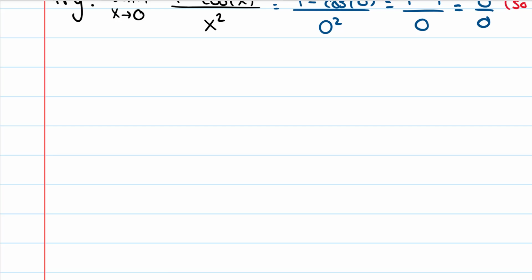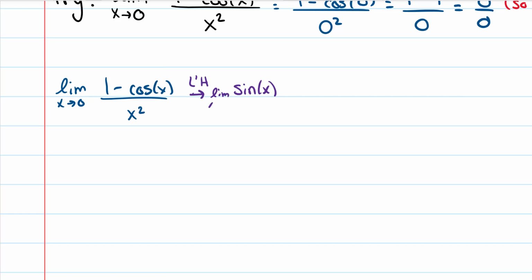The first thing I'm going to do is rewrite my function as the limit as x approaches 0 of 1 minus cosine of x over x squared. And then by using L'Hopital's rule, we get that the derivative of cosine is negative sine, and so this is going to become positive. So we get the limit as x approaches 0 of sine of x divided by 2x.